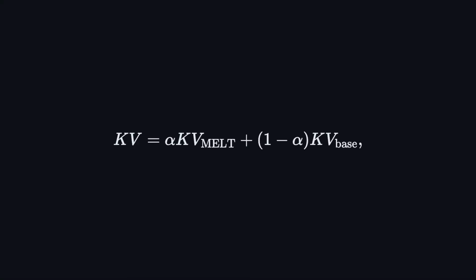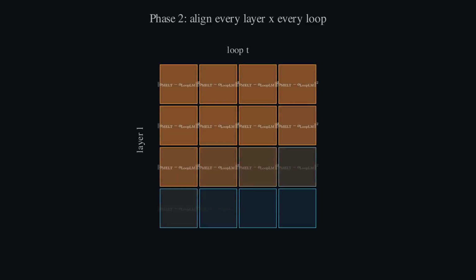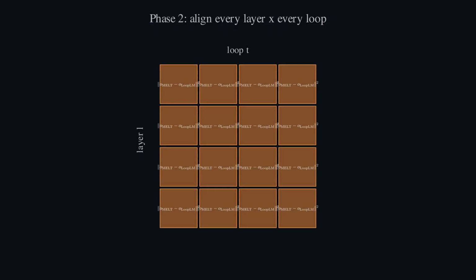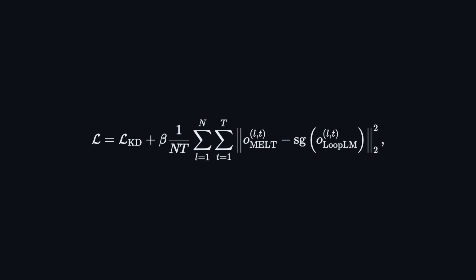Phase 1. Mix the new MELT key value stream with Ouro's original, weighted by alpha. Alpha climbs from 0 to 1. The model inherits Ouro's behavior, then slowly drifts toward MELT. Phase 2 locks in what was learned. Freeze Ouro, use it as a teacher. At every layer and every loop, pull MELT's post-attention output toward Ouro's. The loss adds a distillation term averaged over all n layers and all T loops.